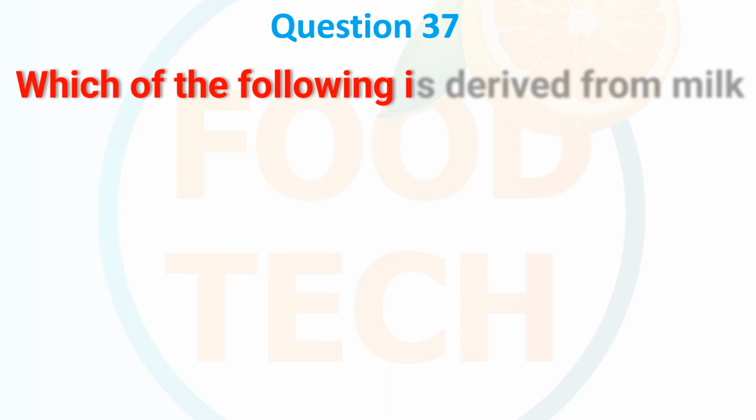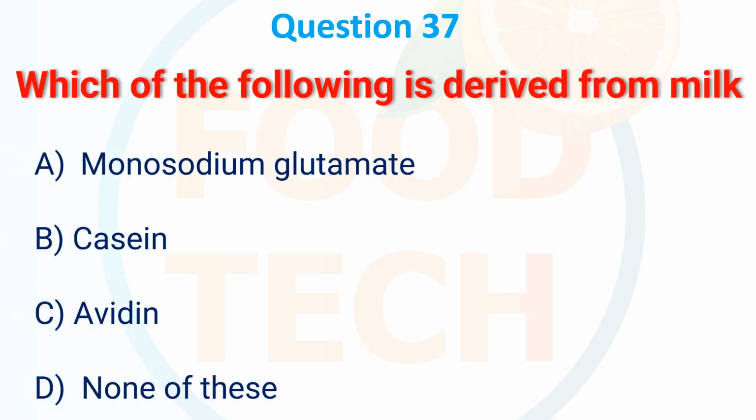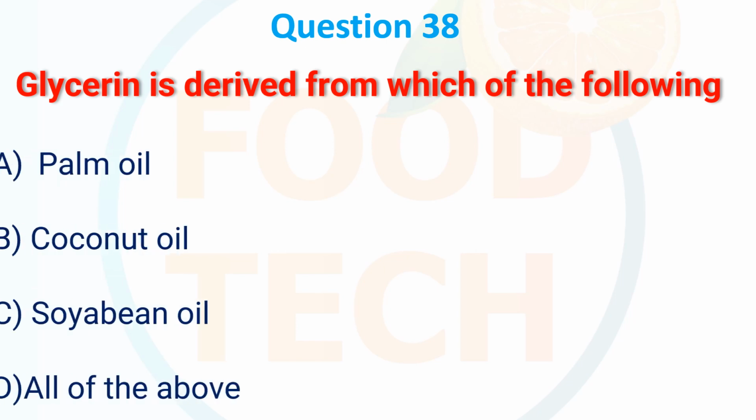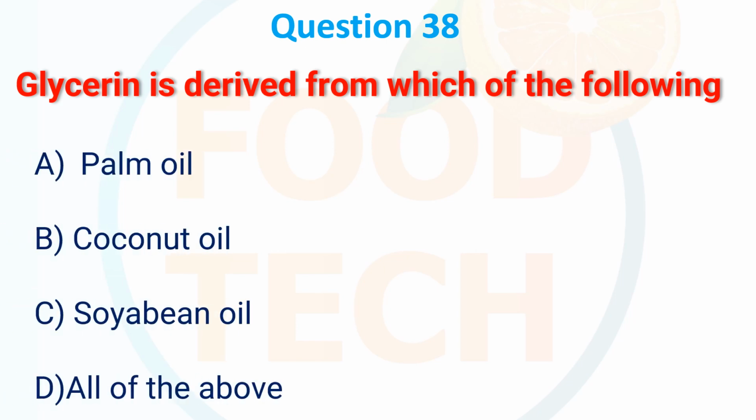Which of the following is derived from milk? A. Monosodium glutamate. B. Casein. C. Iodine. D. None of these. The answer is B. Casein. Glycerin is derived from which of the following? A. Palm oil. B. Coconut oil. C. Soybean. D. All of these. The answer is D. All of these.